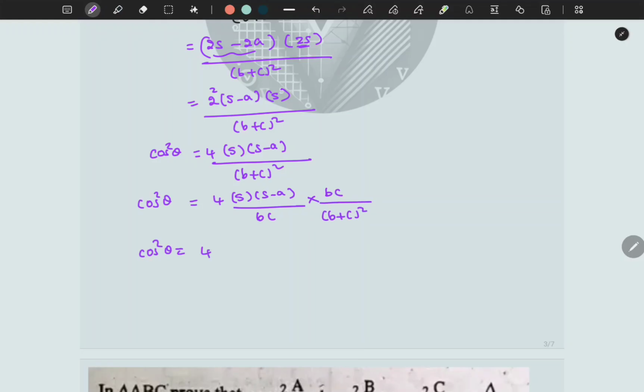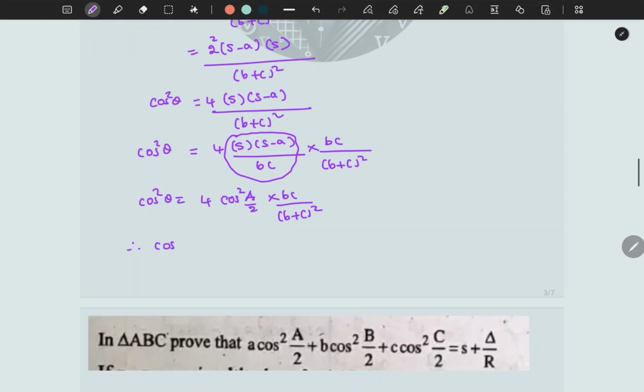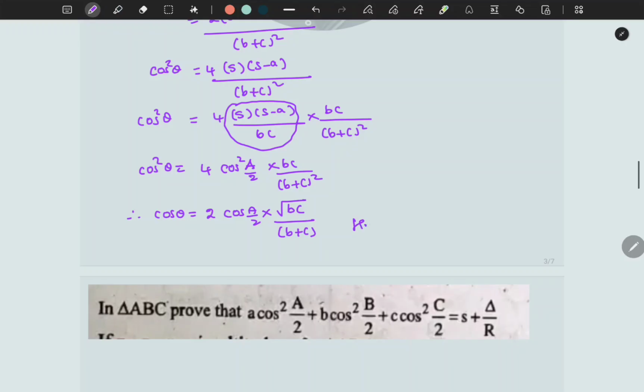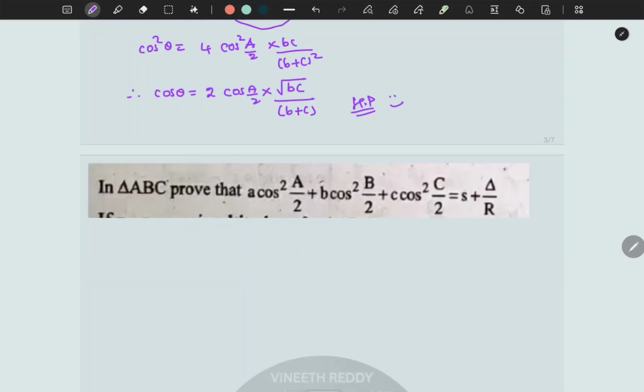So cos square theta is 4 into, now this part is cos square A by 2, right, into bc divided by b plus c whole square. Now take square root on both sides. So we get cos theta is equal to plus or minus actually, but since it's a triangle, A by 2 will be positive and everything else is positive. So we can write this as under root 4 is 2, under root cos square A by 2 is cos A by 2, and under root bc divided by b plus c. So this is what we have to prove, I think, dear students. That's it. Hence proved. Now let us go to the next question.